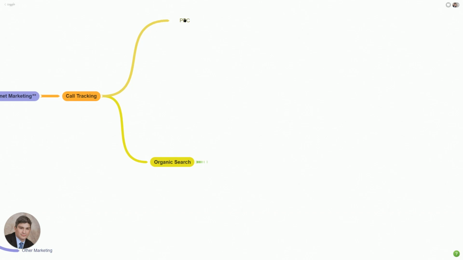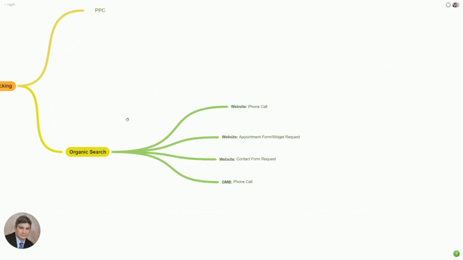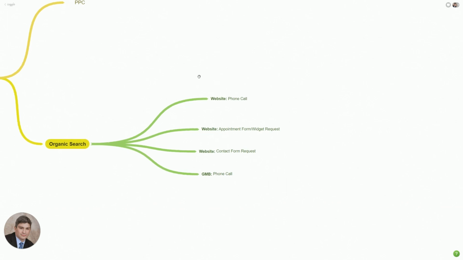But in any case, what are the other ways? What are the KPIs? Pay-per-click is one method, but when it comes to organic search, here's where it really matters. And if you look back at the Looker Studio report that you're getting, here's where people can get in touch with you. My question is, when it comes to your practice, what are the ways that people can get in touch with you to make an appointment and become a new patient? Way number one is that they're going to call you. They're going to go to your website and make a phone call. That's number one.